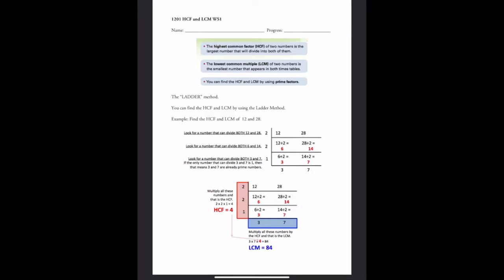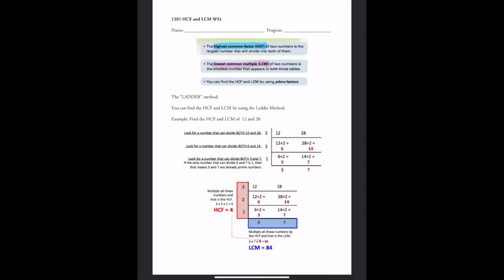Okay, today we're going to talk about HCF and LCM. What is HCF and LCM? Well, HCF is the highest common factor of two or more numbers. It's the largest number that can divide all of the given numbers, whether it's two numbers or three numbers or four numbers. LCM, on the other hand, is the lowest common multiple. As it says here, it's the smallest number that appears in both times tables.